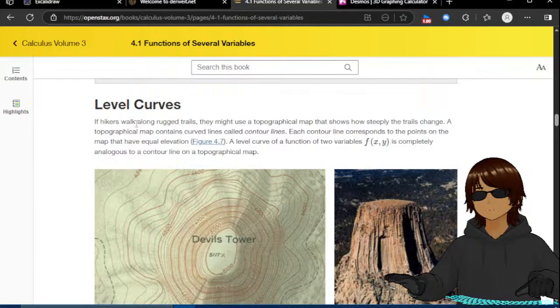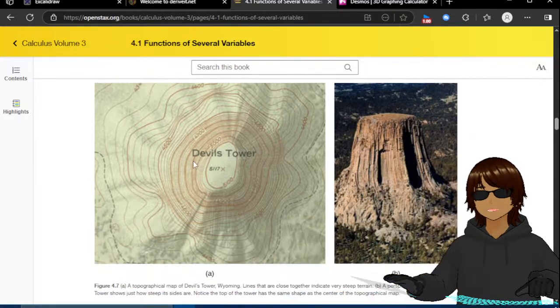If hikers walk along rugged trails, they might use a topographical map that shows how steeply the trail changes. A topographical map contains curved lines called contour lines. Each contour line corresponds to the points on the map that have equal elevation. A level curve of a function of two variables is completely analogous to a contour line on a topographical map.